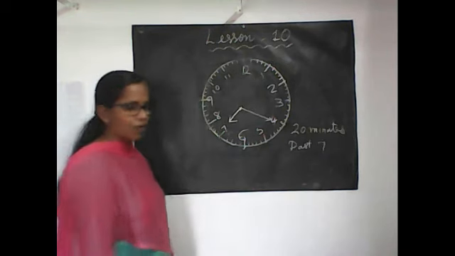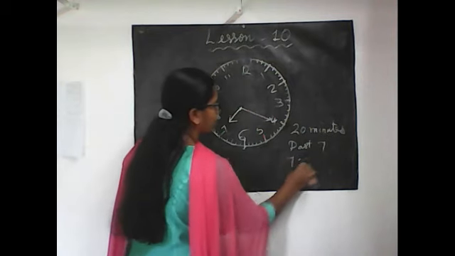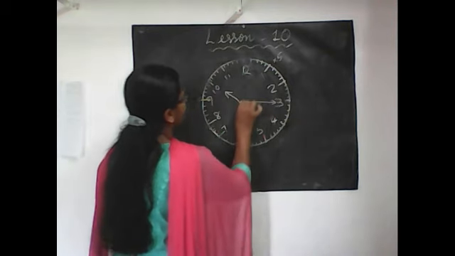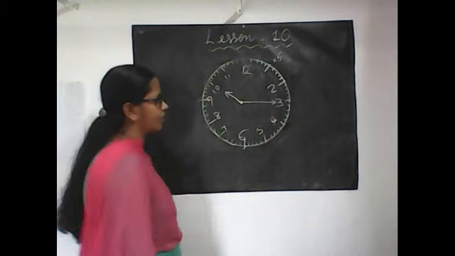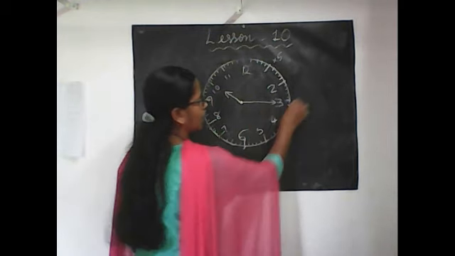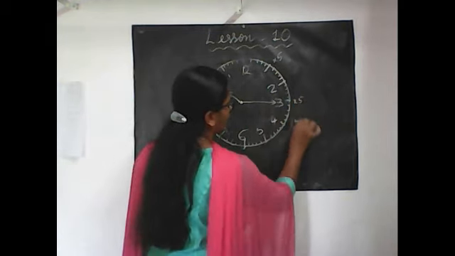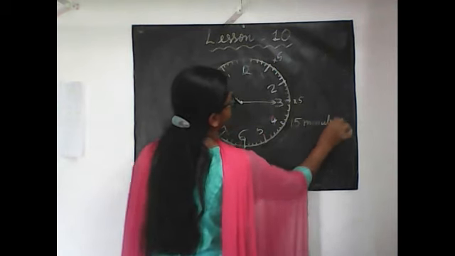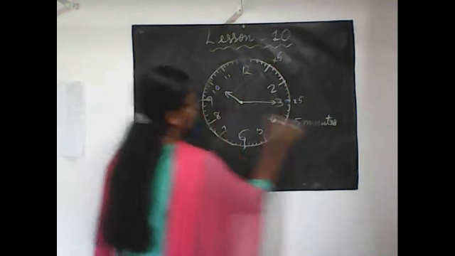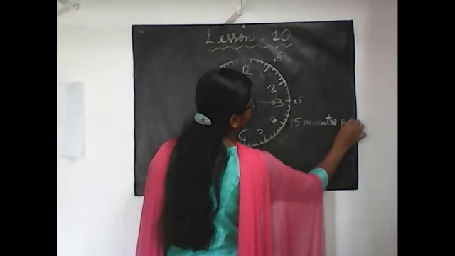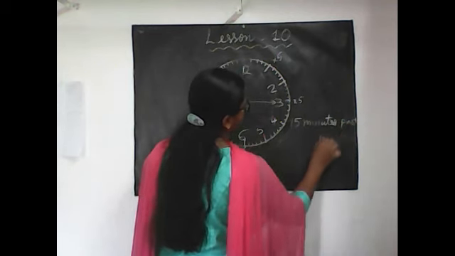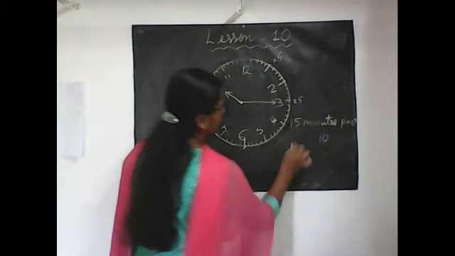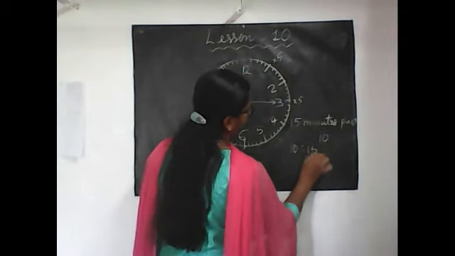20 minutes past 7, or we can write it is 7:20. What is the time now? Yes, look at the long hand. It is 3. 3 into 5 is 15. So we can write 15 minutes. Okay. Past 10. Or we can write 10:15.